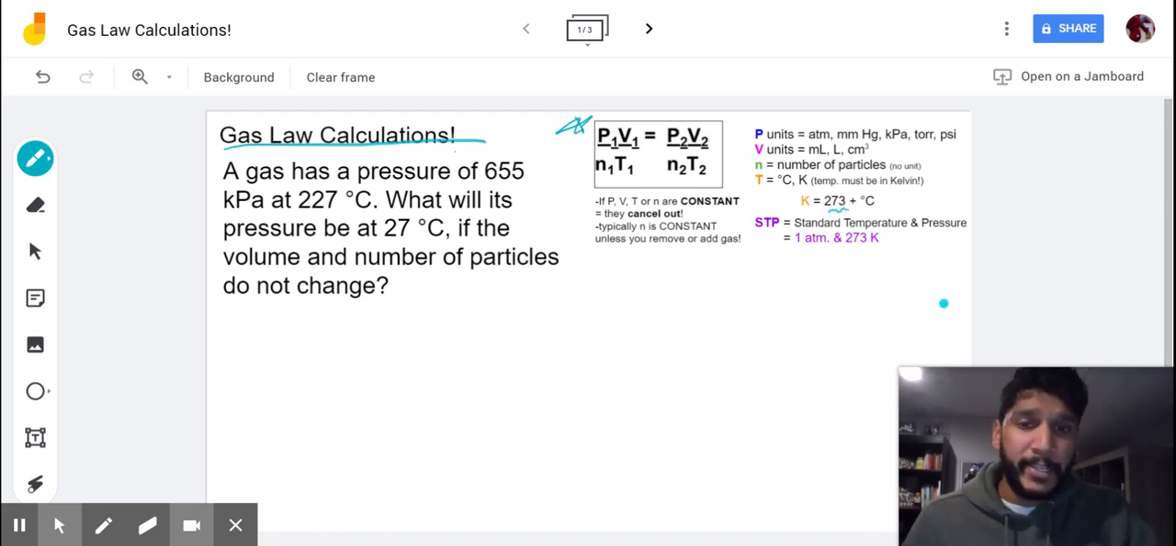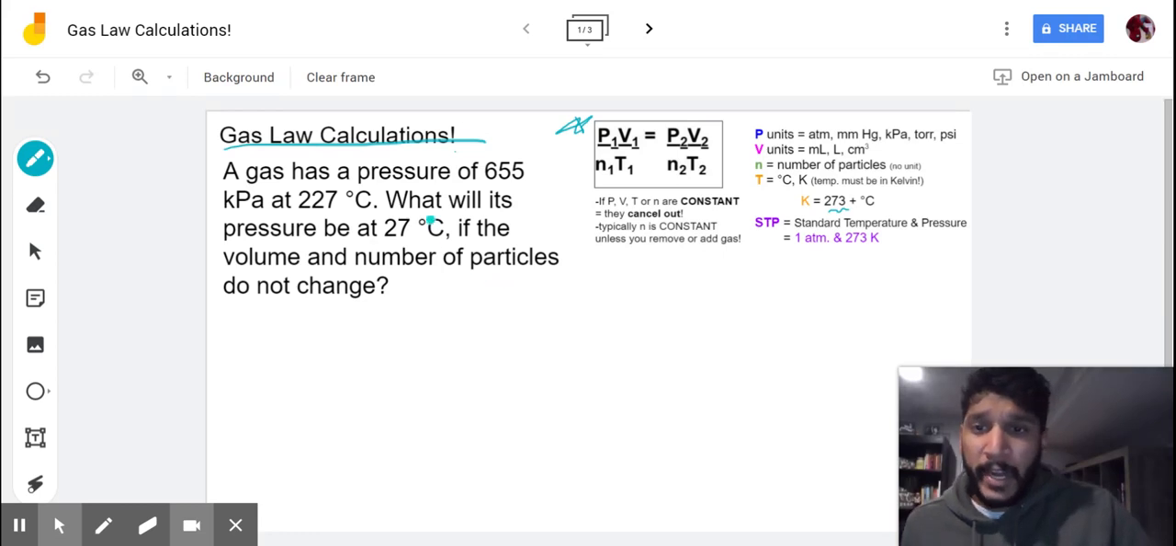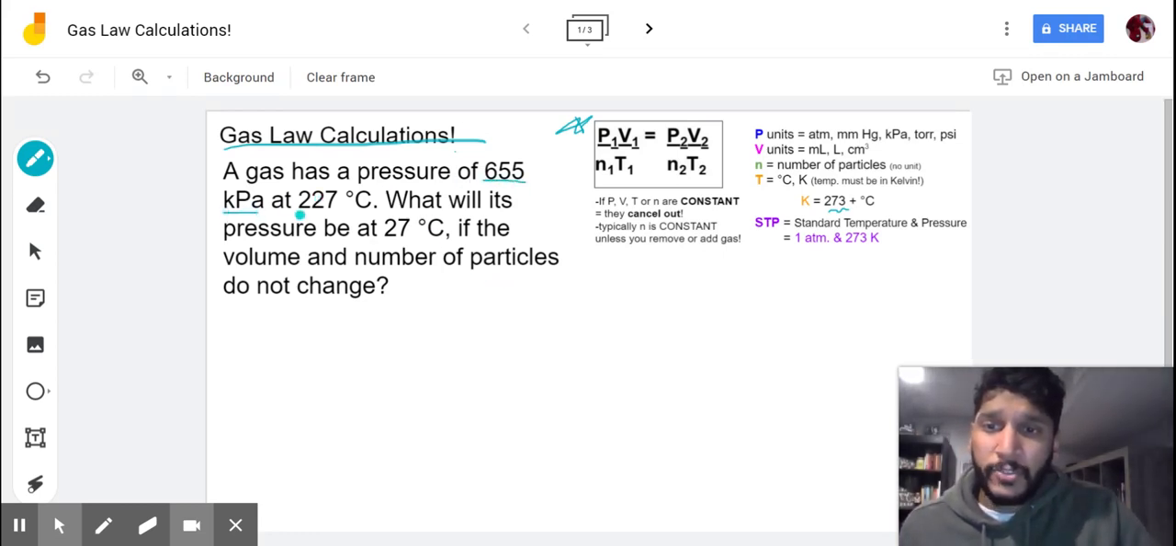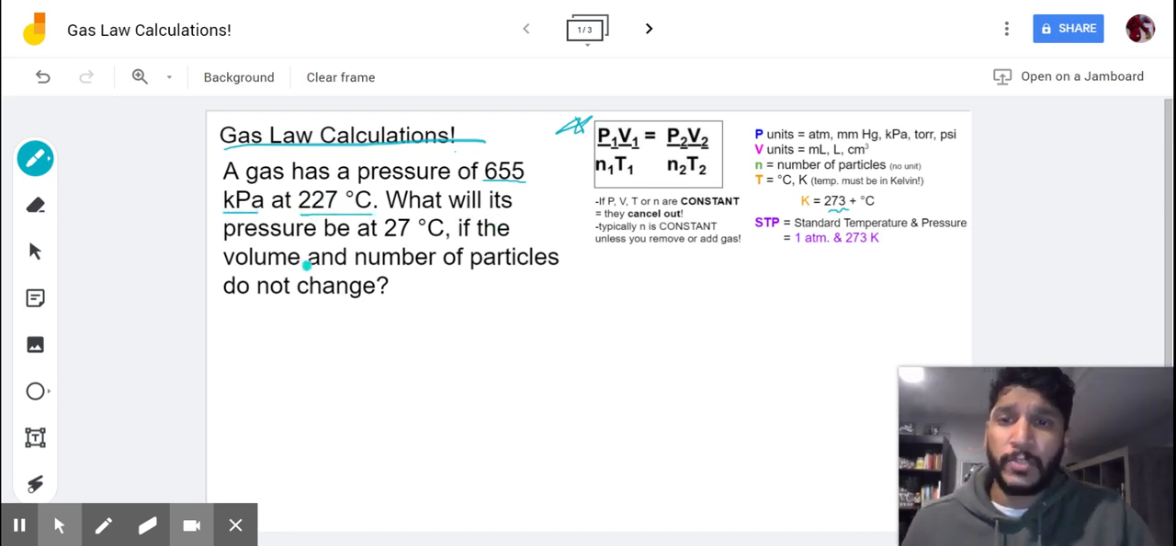All right, so let's take a look at a problem. A gas has a pressure of 655 kPa at 227 degrees Celsius. What will its pressure be at 27 degrees Celsius if the volume and number of particles do not change? We are looking for pressure, so I'm going to box what I'm looking for, and I underlined the different numbers they gave me. Let's label these numbers.